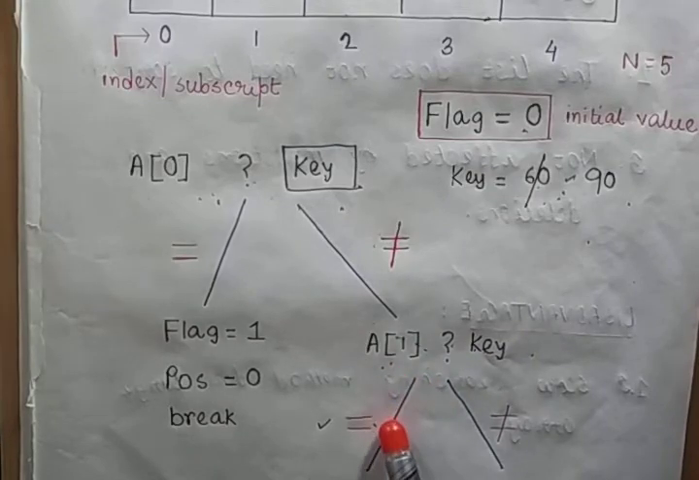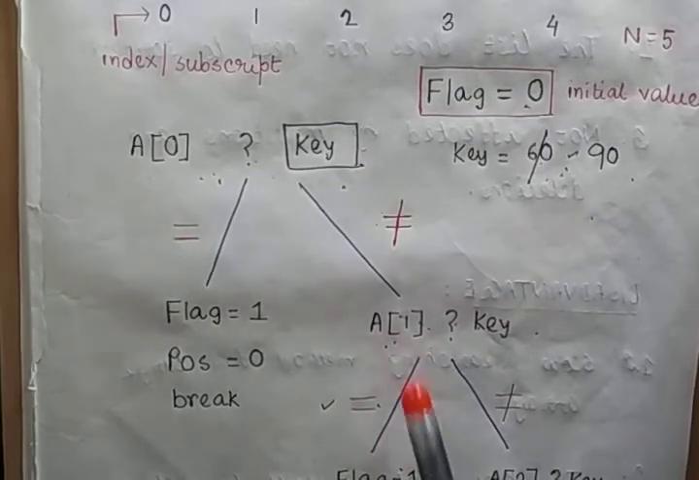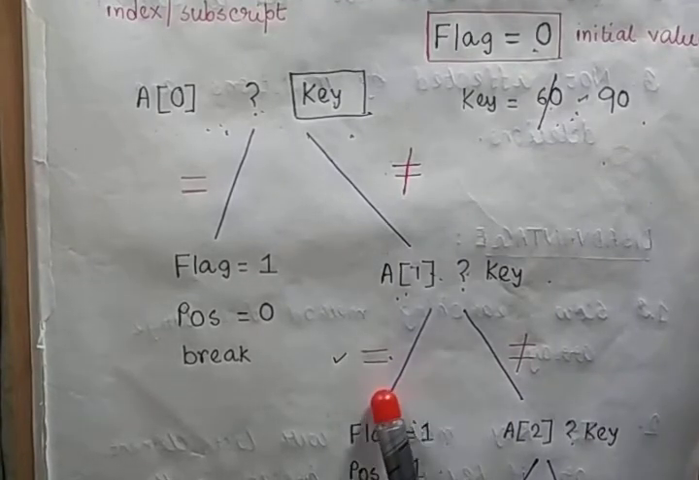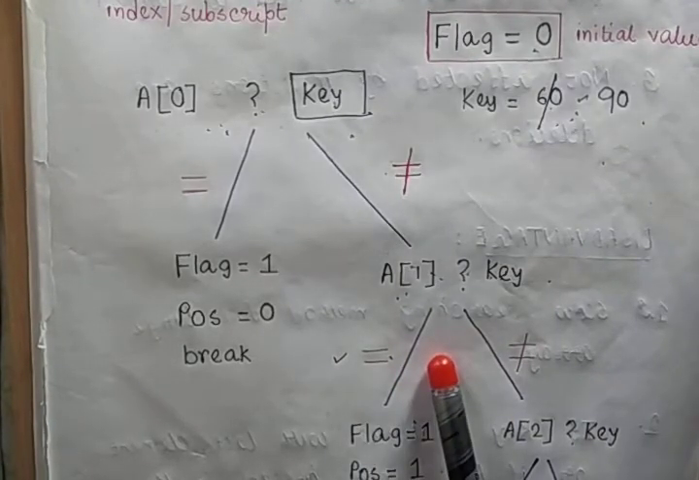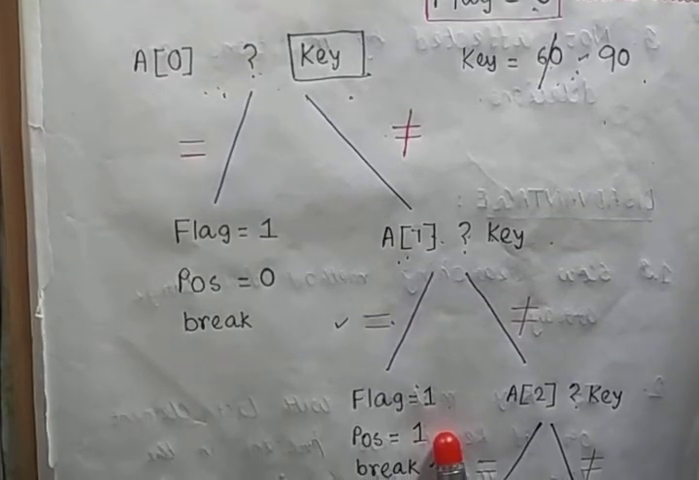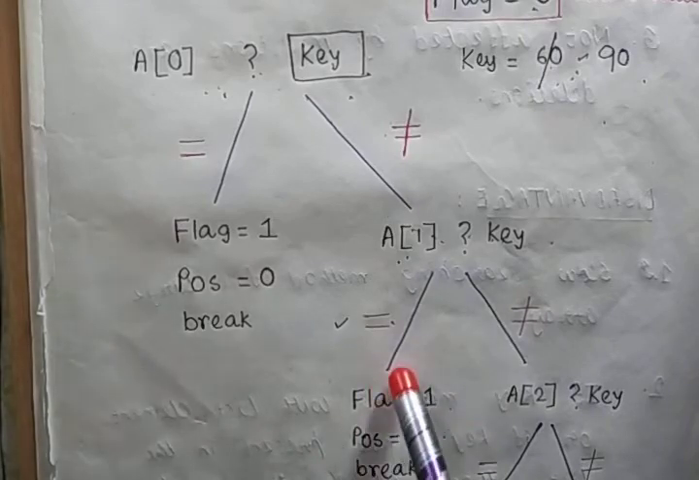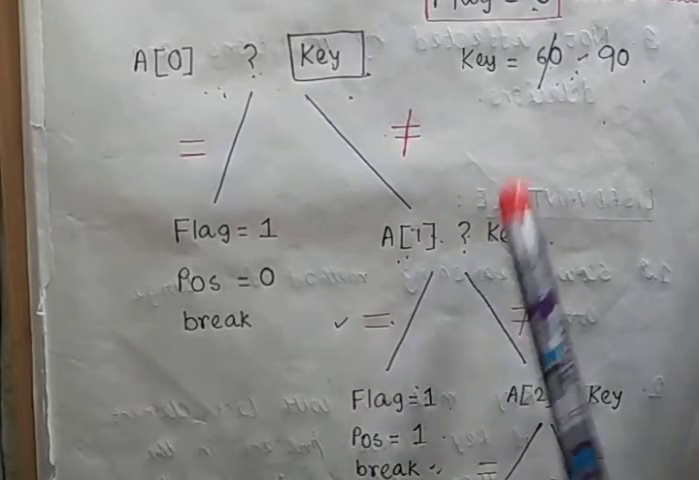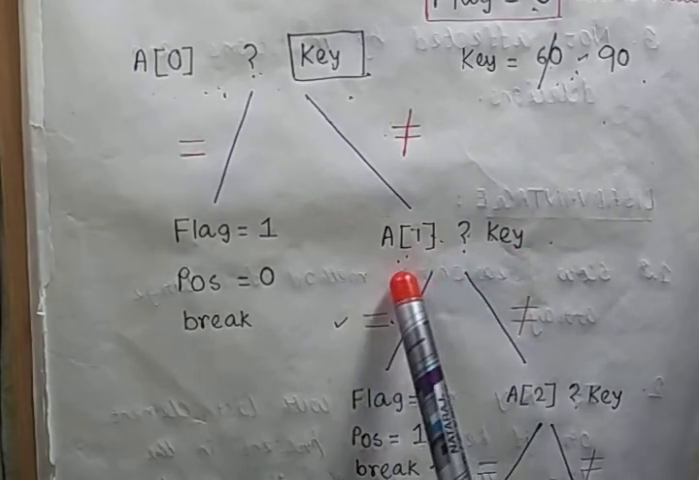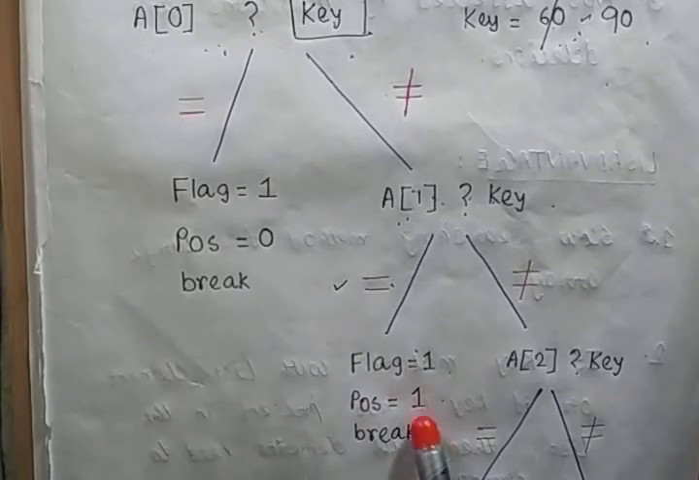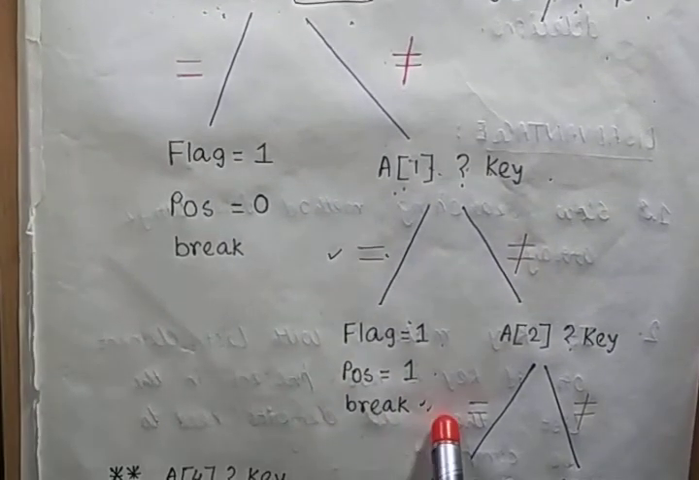Here also two cases will arise. One is equal to, another is not equal to. If it is equal, what will be your flag value? The flag value will be 1, as it indicates that the search is successful. Now what will be the position in this situation? The key element is found at which position? Position 1, right? So the POS will be initialized with 1, and again you don't need to compare with the rest of the elements of the array, right?